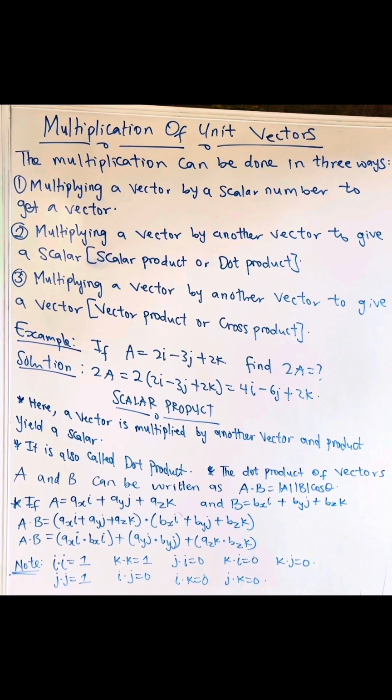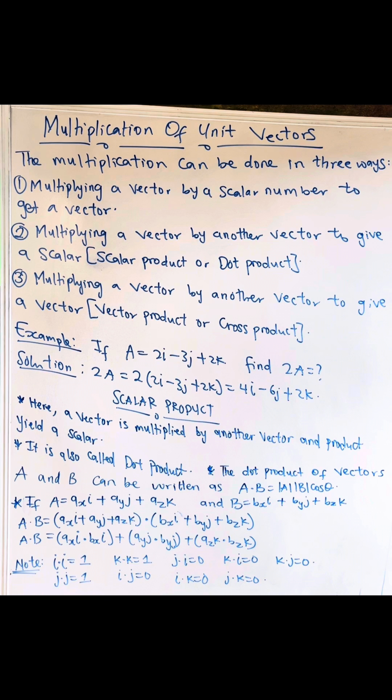Well done, guys. So today we are going to be talking about multiplication of unit vectors. The multiplication of unit vectors can be done in different ways. It can be done basically in three ways. The first way is multiplying a vector by a scalar number to get a vector. Multiplying a vector by another vector to get a scalar is known as scalar product or dot product. And the next one is multiplying a vector by another vector to get a vector. This one is referred to as vector product or cross product.